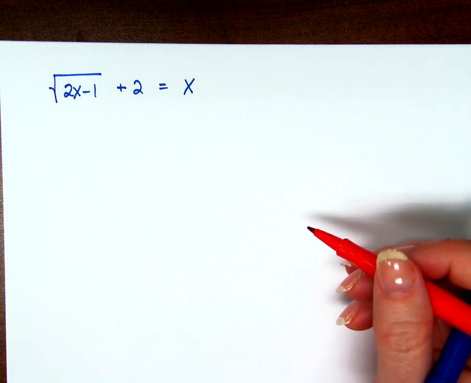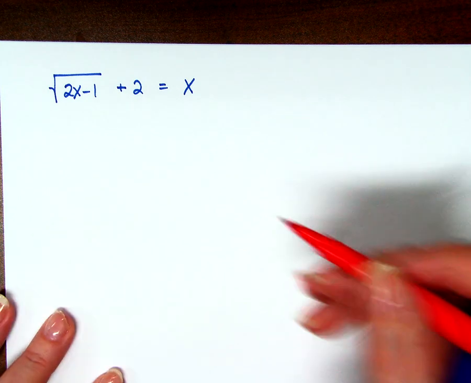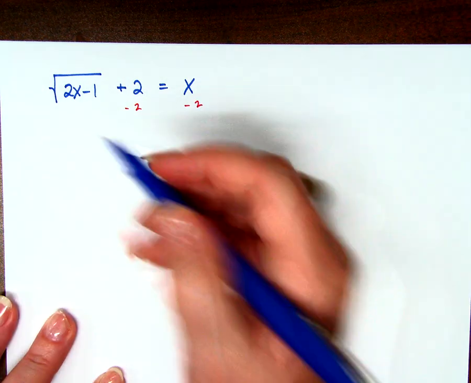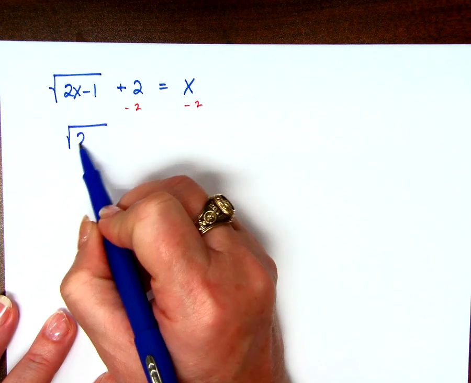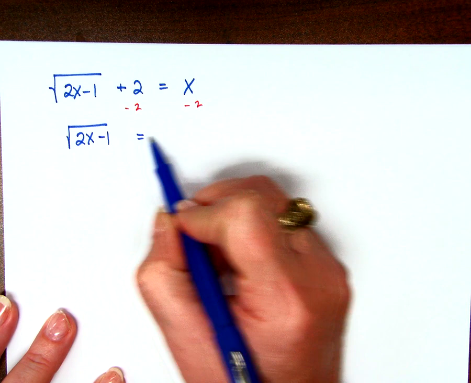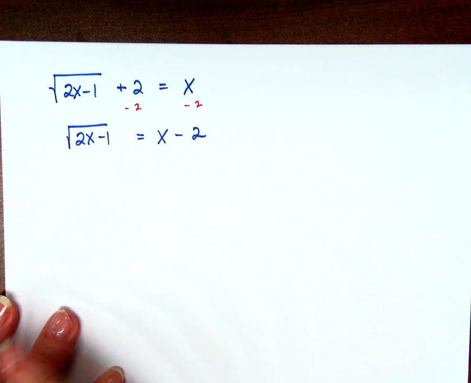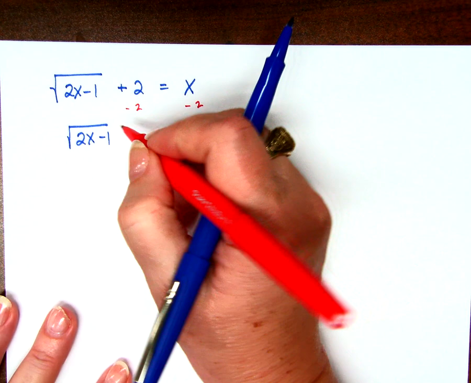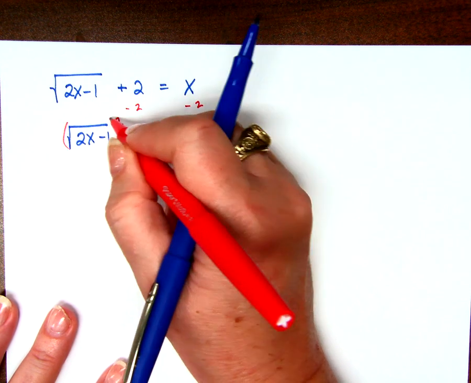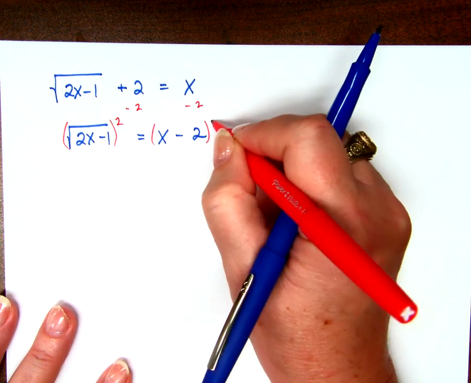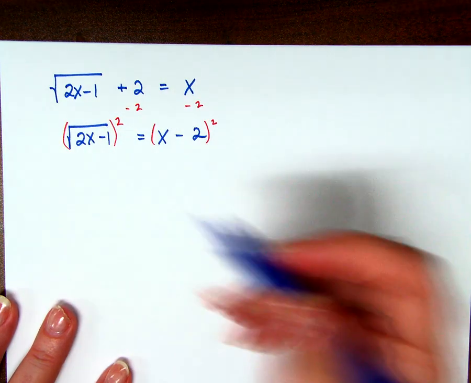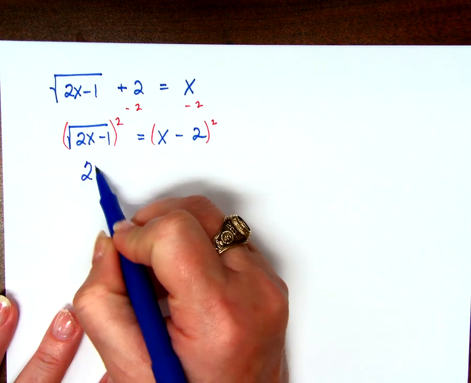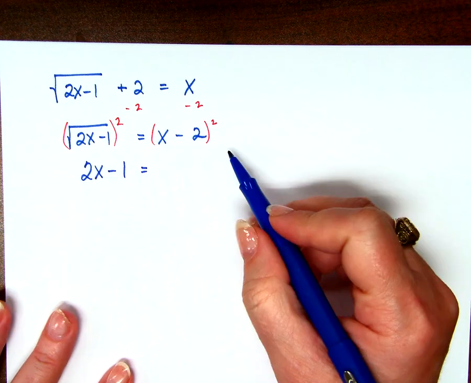Well, we want to isolate our radical, don't we? To isolate the radical, we have to subtract 2 from both sides first, correct? So the square root of 2x minus 1 equals x minus 2. How do I undo a square root? Square that whole side, square that whole side, right? So what's left on the left-hand side of the equation? 2x minus 1. What's left on the right-hand side of the equation?